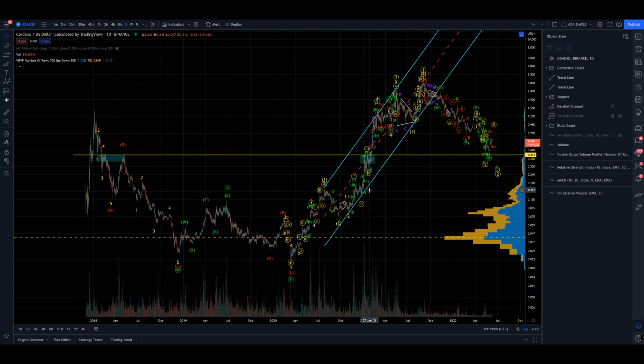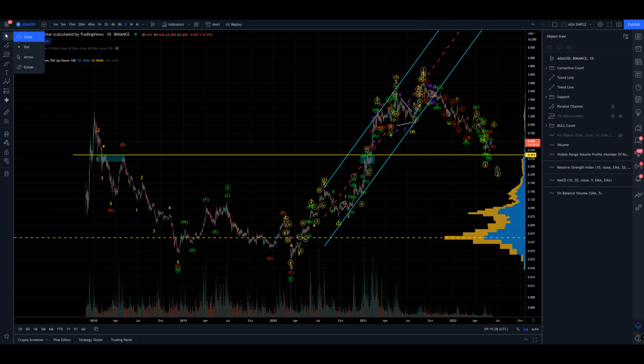Right then, continuing the week's theme of looking at certain altcoins, today it's Ada's turn, Cardano, and we're going to be digging our way through the count and talking about when we might see a low. We've been talking about that throughout the week. Maybe we've put in a bottom, but maybe we've got a little bit further to go.